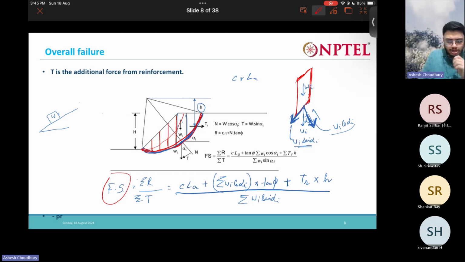If you get time, you will solve some problems from this also. It is very easy. What is small h? Small h is the lever arm from the point of rotation you are considering. TR is the reinforcement. Say you have a reinforcement here like this. So h is the distance of the reinforcement from this point of rotation, because you are taking moment about that point.